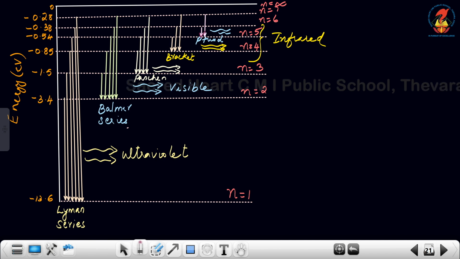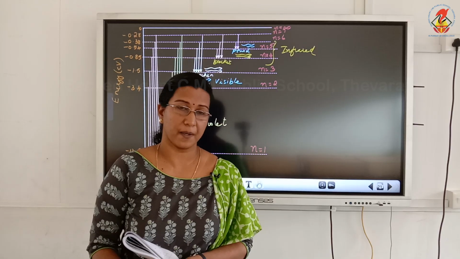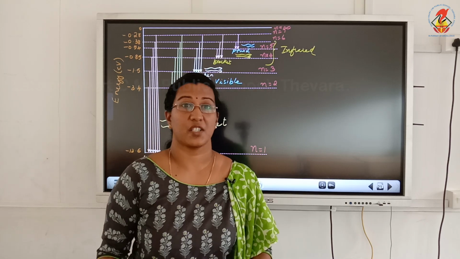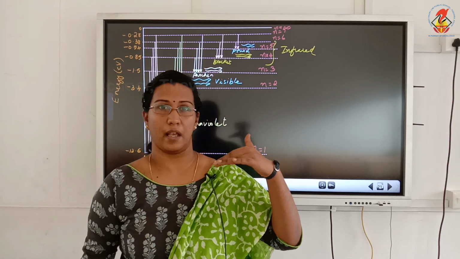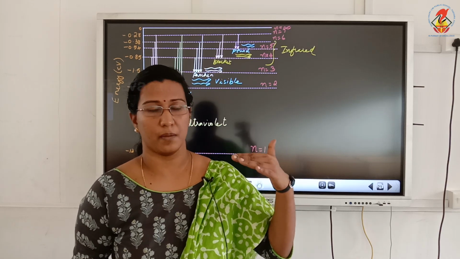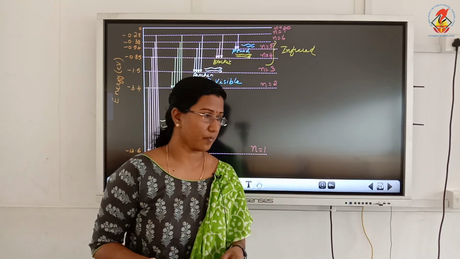Now, this is the spectral line of a hydrogen atom when the excited electron jumps from a higher level to the ground state or the corresponding other intermediate states.